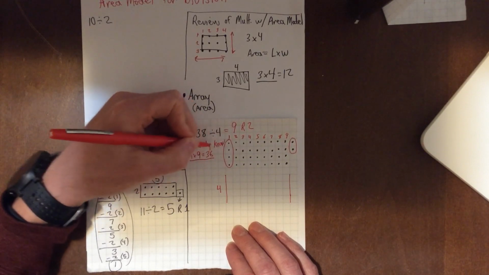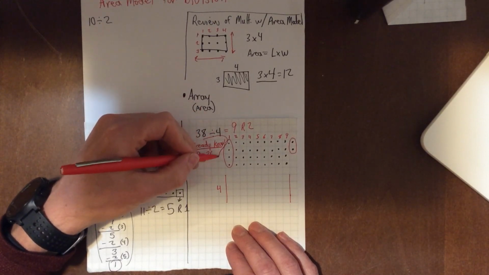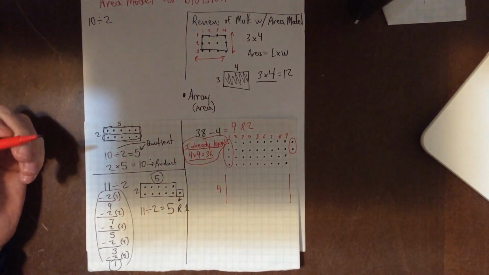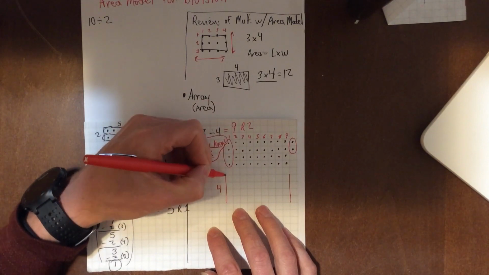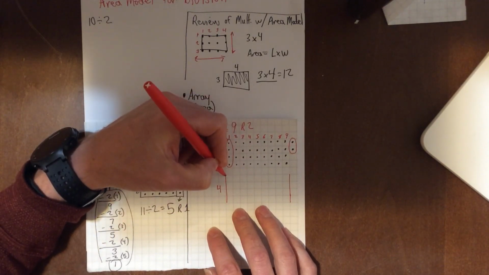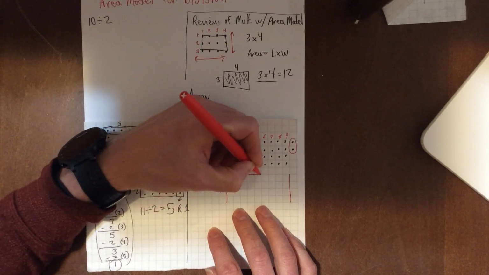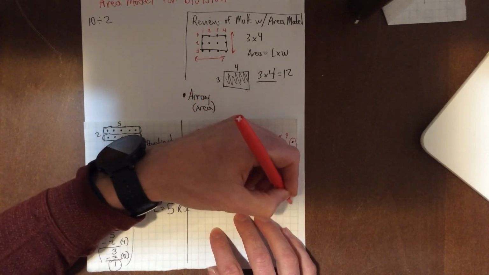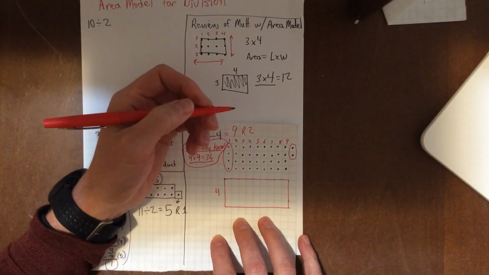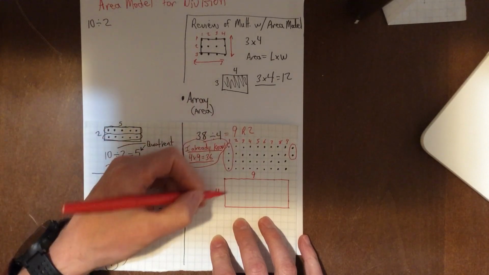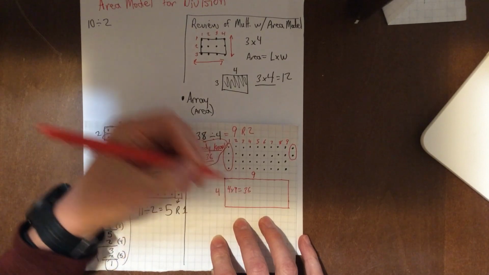If you already know this, that can be helpful. If you already know that 4 times 9 is 36, I can say that 38 will have at least 9 groups of 4. So 4 by 1, 2, 3, 4, 5, 6, 7, 8, 9. And I'll just connect that so I don't have to draw all those pesky dots. But this is only 36. 4 times 9 equals 36.